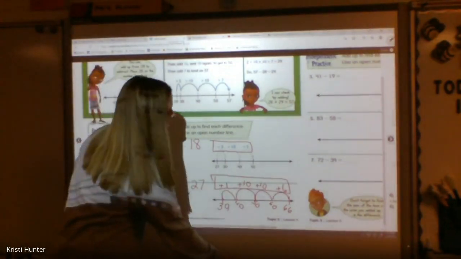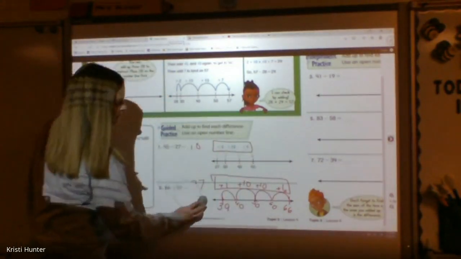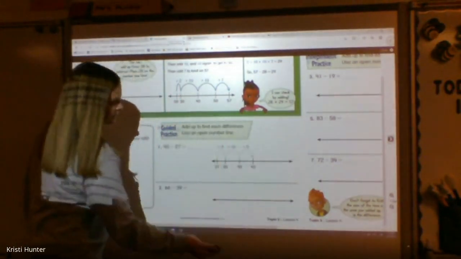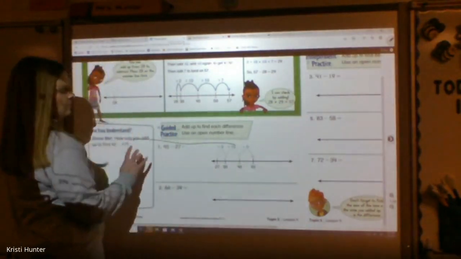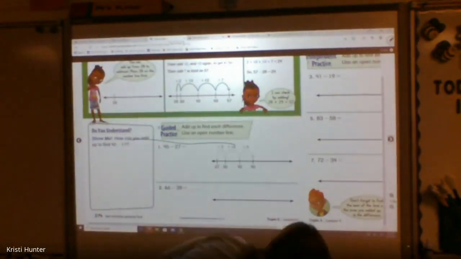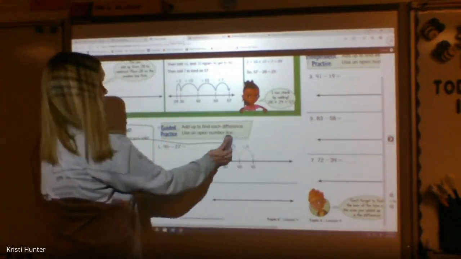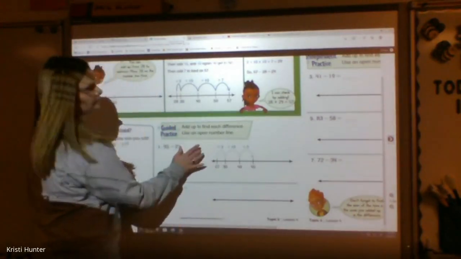Remember, if you need to pause the video at any time to be able to draw those jumps, please do so. And we're going to work through a couple more of these together here.